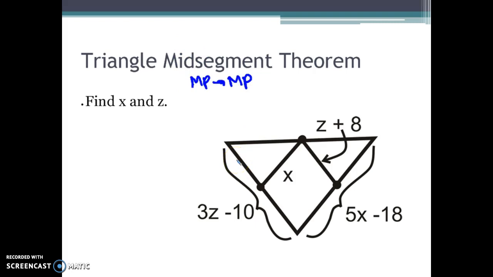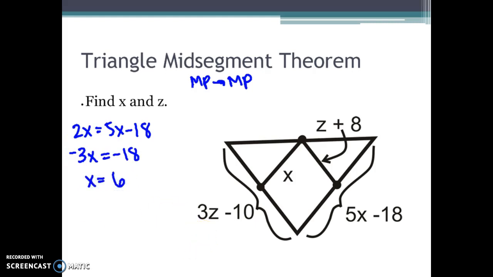Right, and a couple of properties about it is that it's parallel to the opposite side and half the length. So to find x and z in this case, the x's go together and the z's go together, and it's telling us that these are midsegments. So that means it takes 2 x's to get this 5x minus 18. So 2x equals 5x minus 18. Subtract my 5x, so negative 3x equals negative 18. Divide by negative 3, so x equals 6.